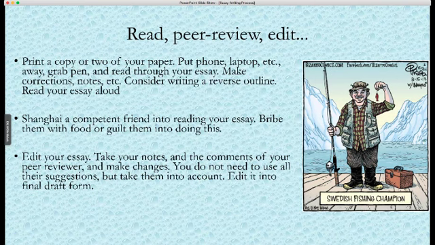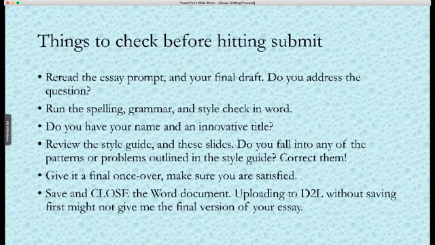And then edit your own essay. Take your notes and the comments of your peer reviewer and make the changes. If you don't like some of their suggestions, you don't have to make them, but at least acknowledge them and take them into account. And then edit into a final form. At this point, your essay is pretty well good to go. So check over a few things before you drop it into the assignments box.